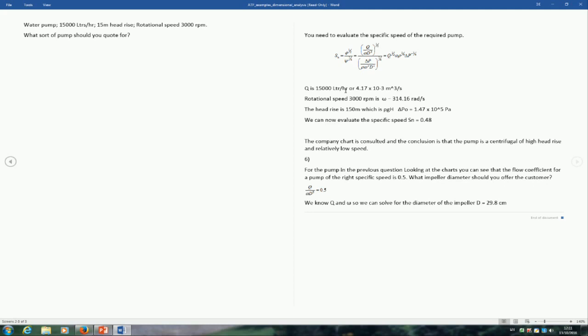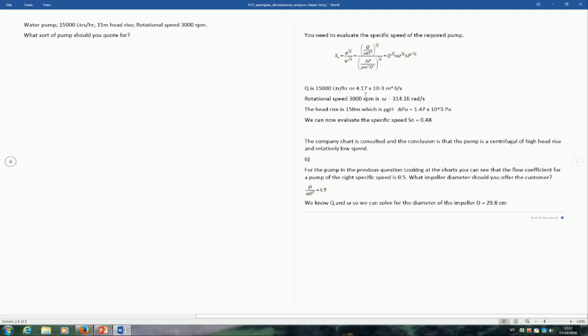Is the head height 150 on there, and it's 15 on the question? Right, that's because when I first wrote this, I used 150, found that the specific speed was a bit low, so reduced it to 15, and so a typo, apologies, that should read 15. I think I changed this part of the answer to give that, but I missed the fact that I'd written 150. So 15,000 litres per hour is 4.17 times 10 to the minus 3 cubic metres per second.